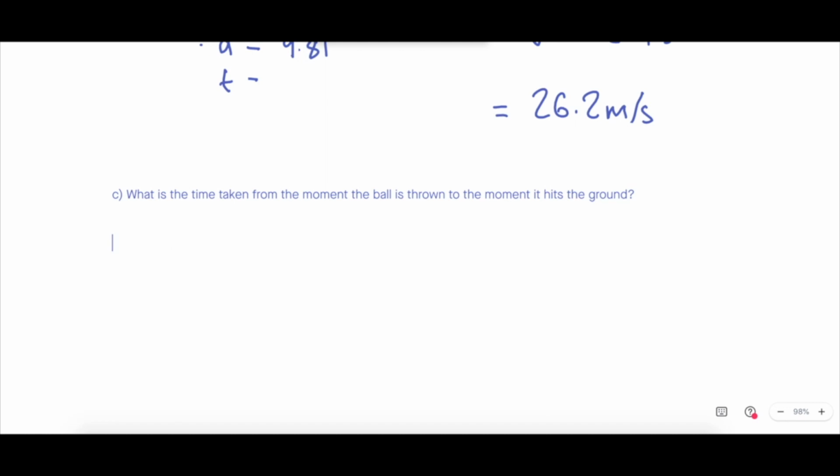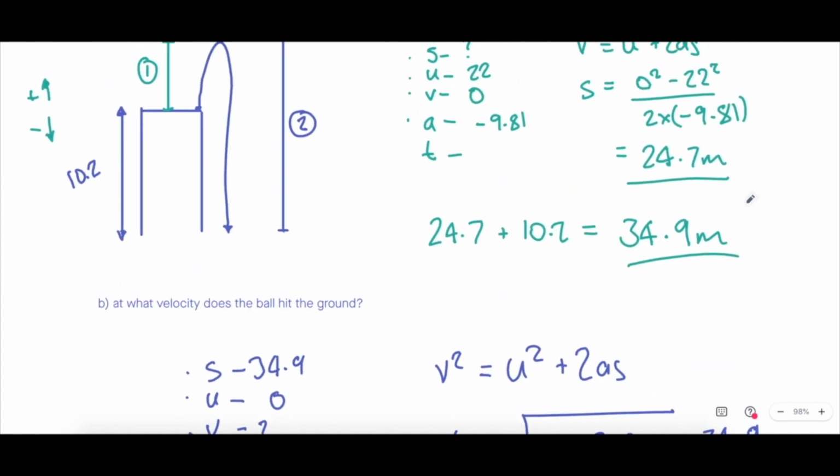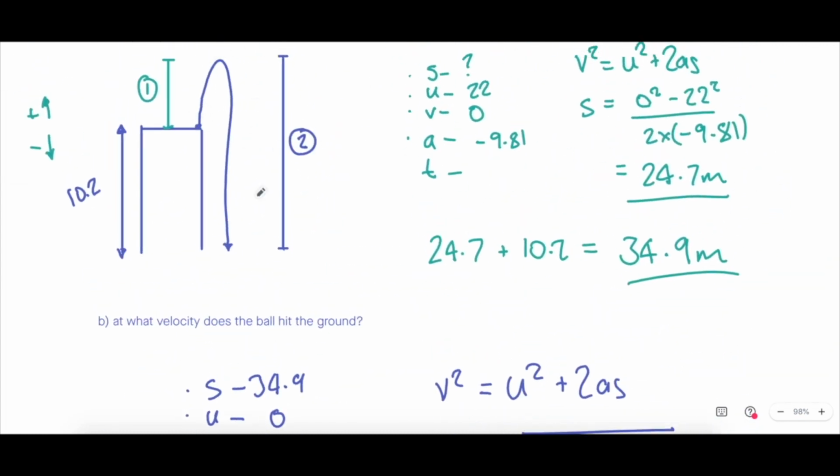Okay, so now let's look at part C to this question, which is what is the time taken from the moment the ball is thrown to the moment it hits the ground? To do that, you can split the whole motion of the ball into 2 parts. The first part is from the moment it's thrown to the top of its jump, and the second part is from the top of its jump to the moment it hits the ground.